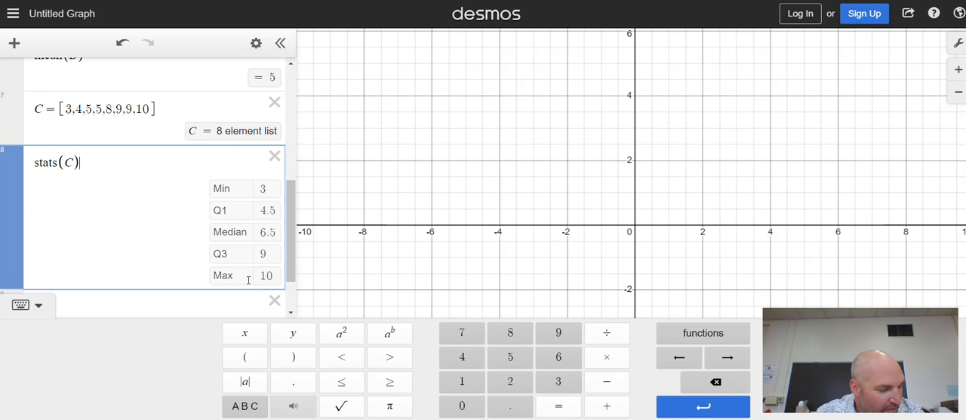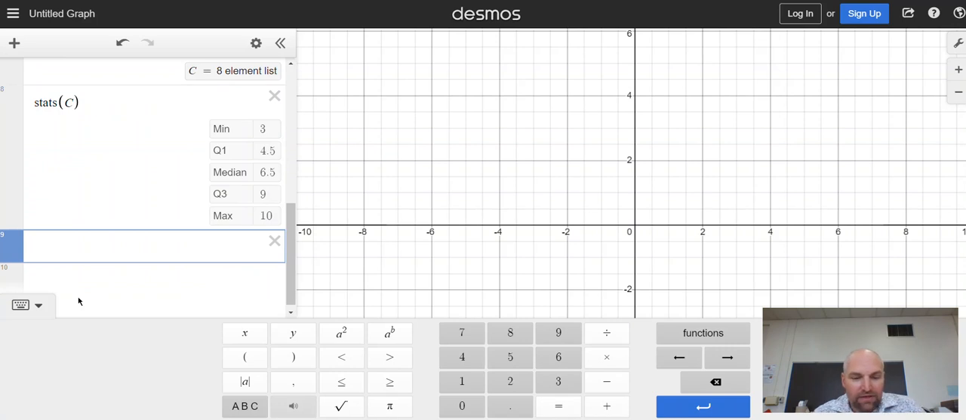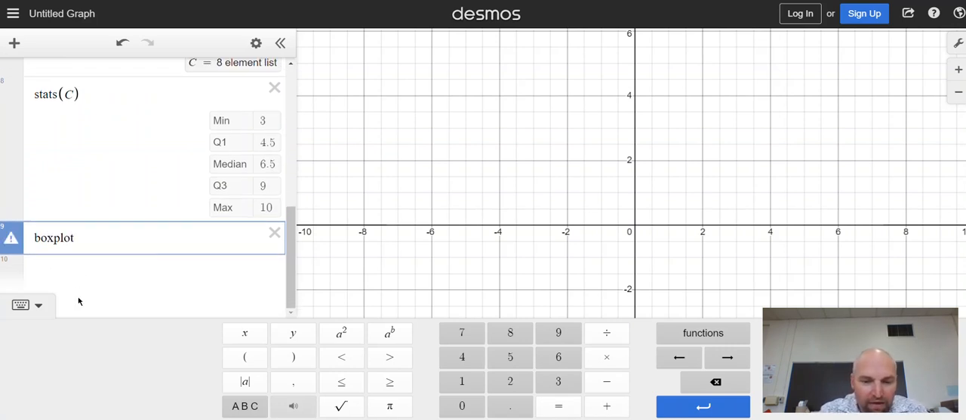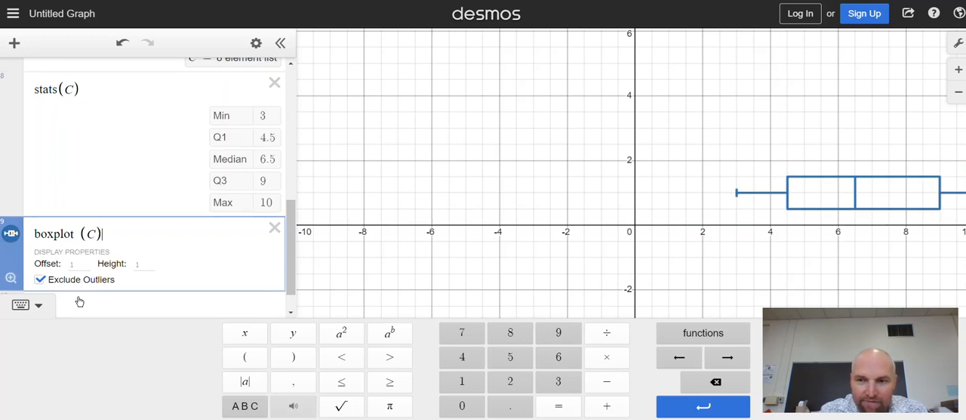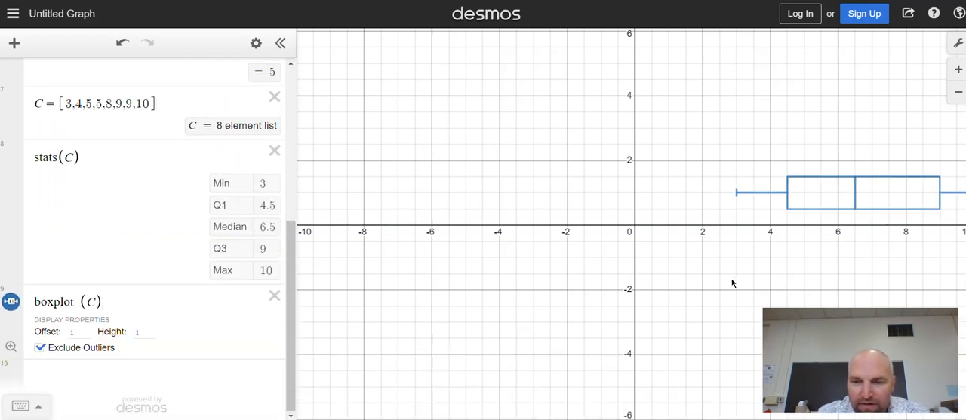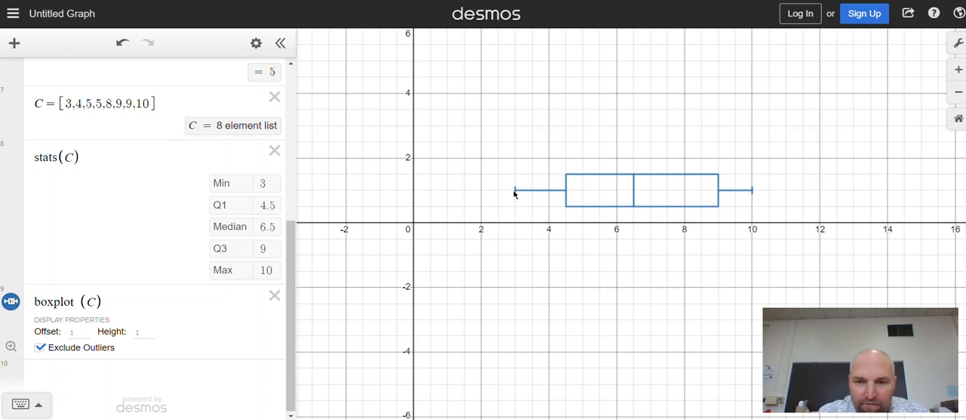Now, if you got to make a box and whisker plot, all you got to do is type box plot, parentheses, and I named it C. And there's my box plot right there. See, look. This is my minimum. This is my maximum. Here's my quartile 1, 4.5. Here's quartile 2, median, 6.5. And here's quartile 3, 9. There's your box and whisker plot. All done for you. Super easy.